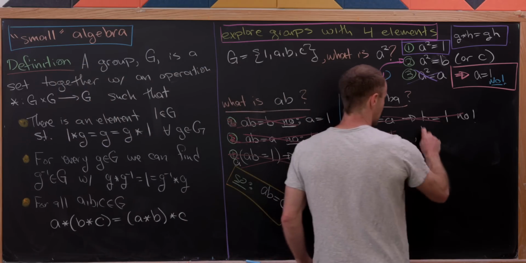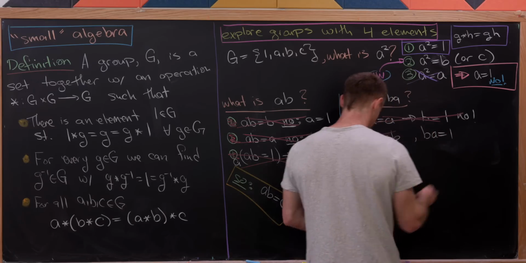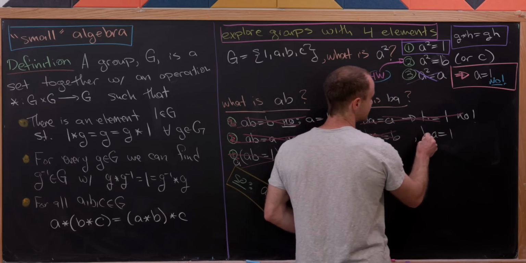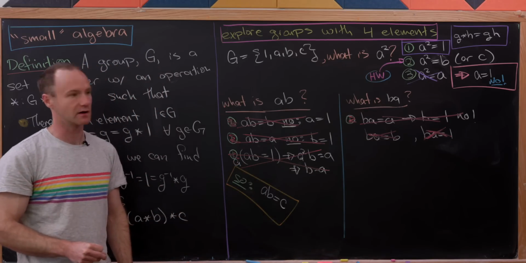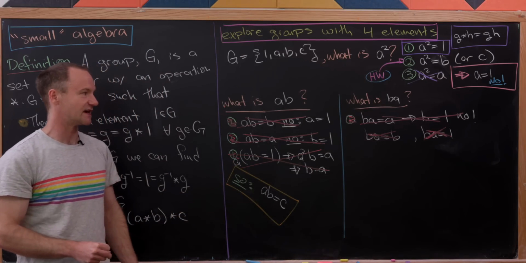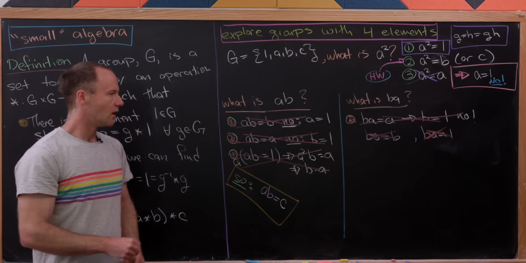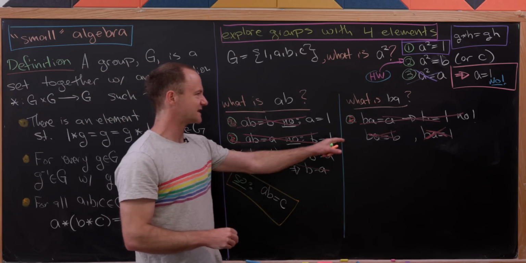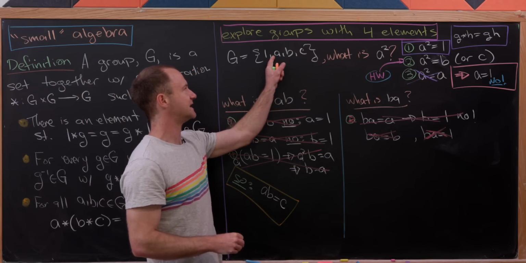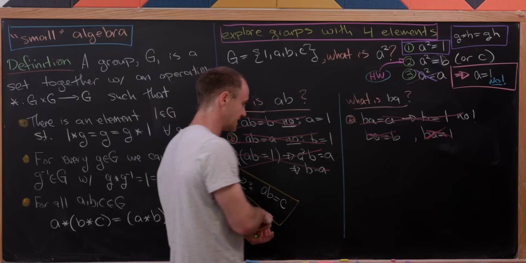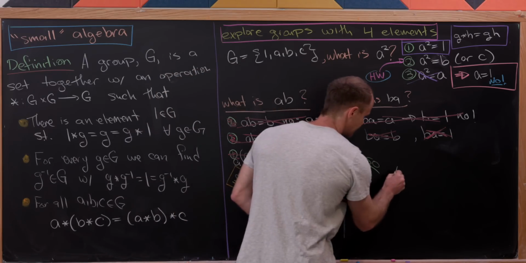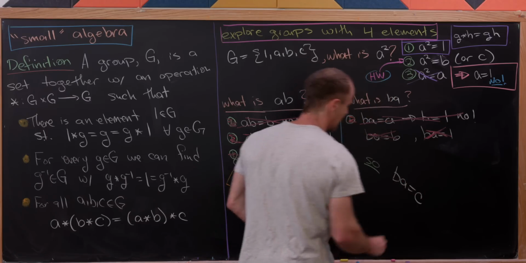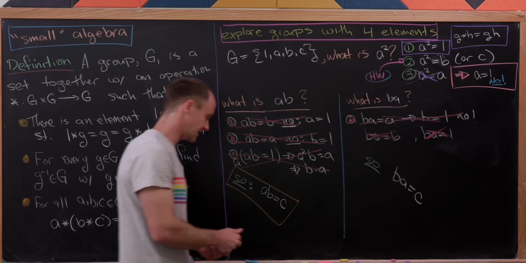And then what about b times a is equal to 1? Well, you'll also see that is totally impossible for the same reason that we had over here. That would imply that b is equal to a again. Okay, but that's exhausted all possibilities for b times a except for c. So that brings us to this same result. So that means that b times a is equal to c.